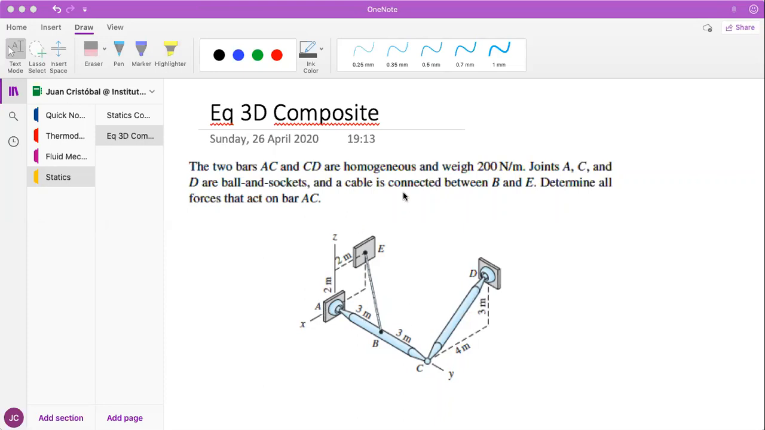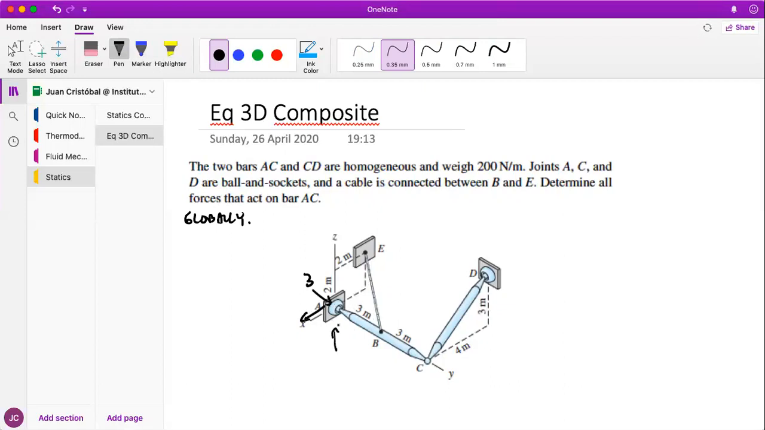Let's just see what you have at A. It says that A, C, and D are ball and socket joints. So it's like a pin support, but in 3D. So you will have three unknowns in each one of those. So if you try to do this globally, you have three unknowns here, here, and there.